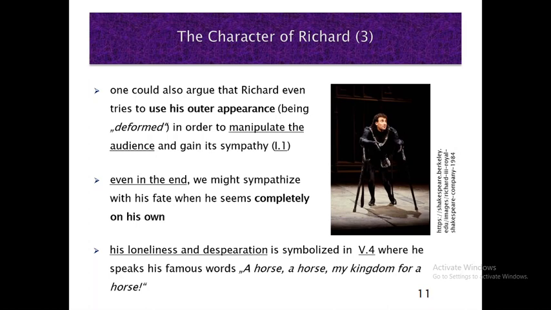And even in the end, we might sympathize with him and his fate when he seems to be completely on his own. We have witnessed all that he did, all his plots, all the people that have been killed. And nevertheless, in the end, we might still feel sympathy for him. Just think about his famous words in the last scenes, "A horse, my kingdom for a horse." Very famous words, and I would say they symbolize his loneliness and desperation. And in this situation, I think the audience might still be tempted to sympathize with his character.